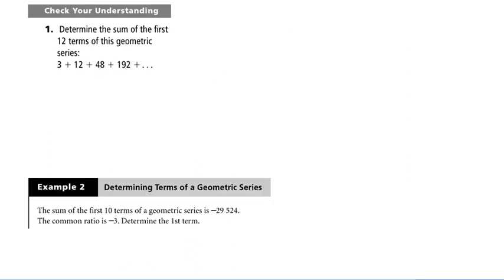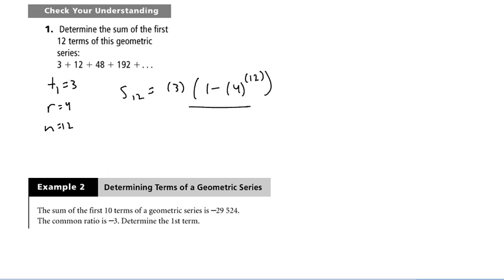Okay, exact same thing here. First term's 3, multiplying by 4 every time, and we want the first 12 terms. And in this case, we get 16,777,215. Notice a mistake I commonly see on these is people put in 12 minus 1 up here because they get the formula screwed up. Notice in this formula, it's just 12. It's just your n.